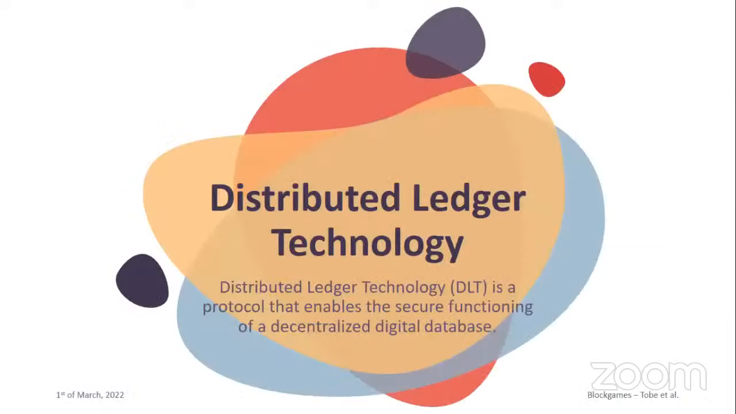So a distributed ledger technology is a protocol that enables the secure functioning of a decentralized digital database. What that basically means is that we have a distributed database, or distributed record of data, across multiple systems. Each system has a copy of that data.